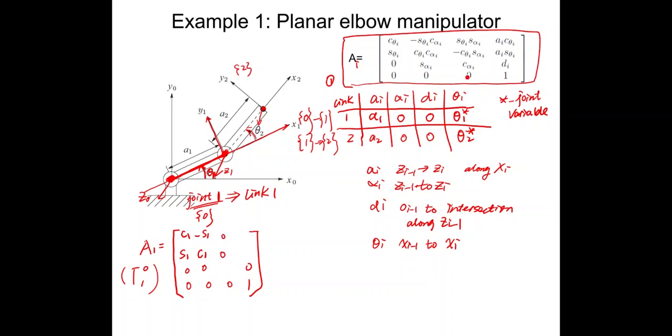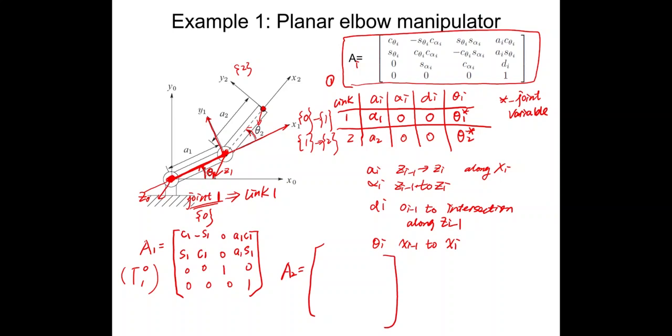Here I have sine 0, so this is 0, this is 0, and cosine 0 is 1, so I have 1. And these two terms are A_i, in this case A1, times cosine theta 1. Theta is my joint variable, which is not constant, so I have to write it as theta 1. And this is A1 times sine theta 1.